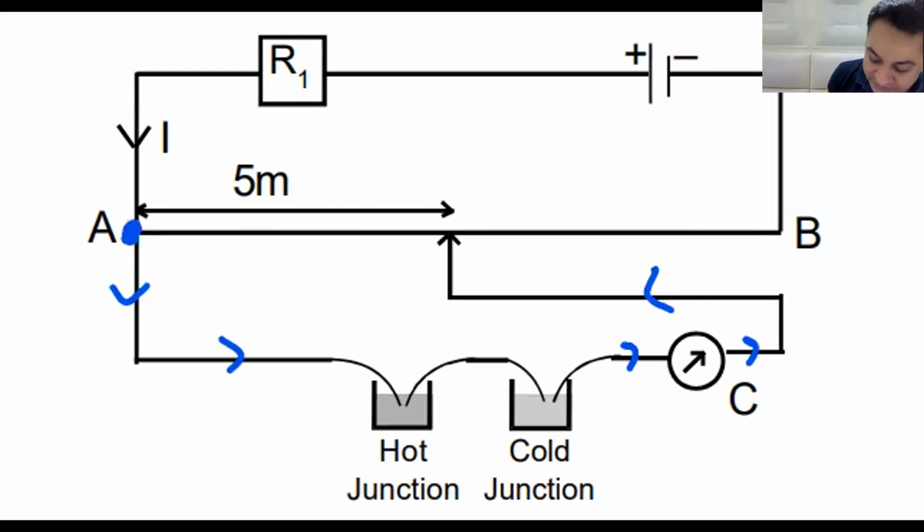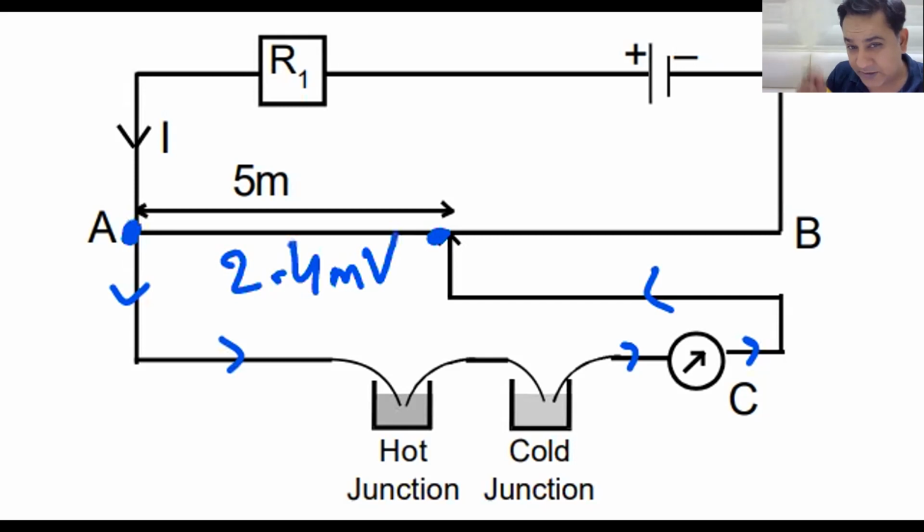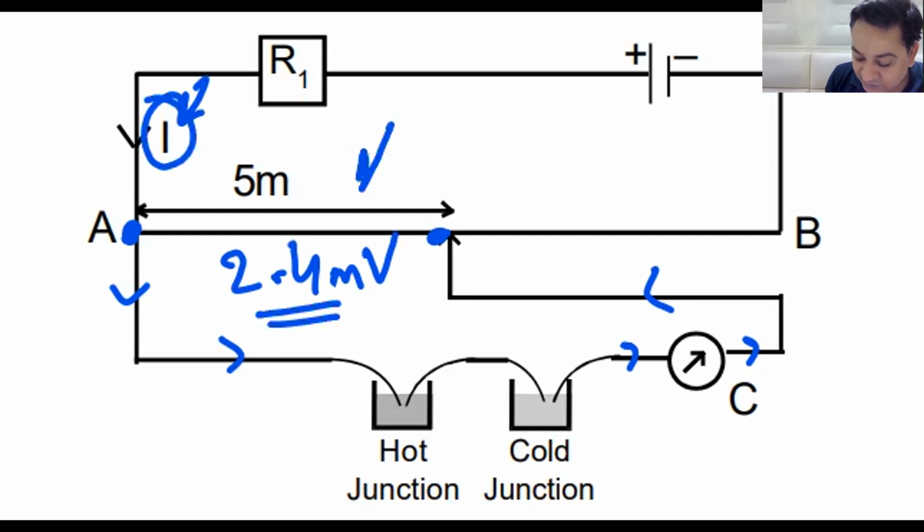So the potential difference between these 2 points is given as 2.4 millivolt. Yes or no? Yes, sir. There is no current going in the lower branch, the secondary circuit. So if the current here is I, this 2.4 millivolt will be equal to I multiplied by the resistance of this wire. Yes or no? Yes, sir. The length of this wire is 5 meter and the resistance per unit length is given as 1.2 ohm per meter. So you know the resistance of this wire, multiply it by I, you will get V. V is 2.4 millivolt. So from there you get I. Do you understand this? Yes, sir.